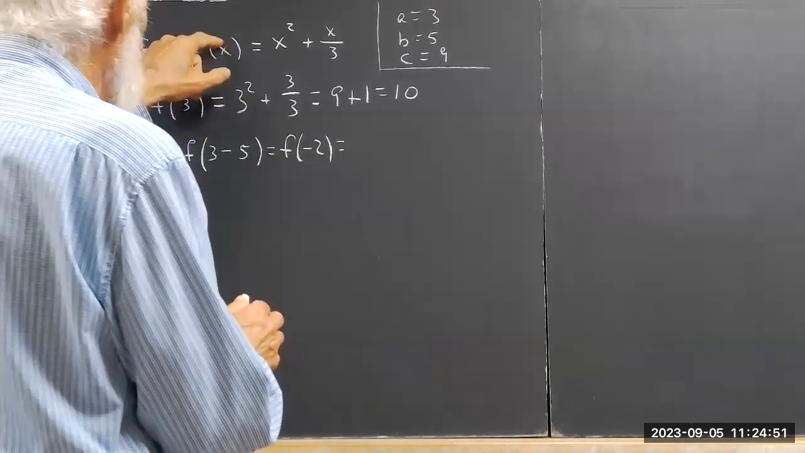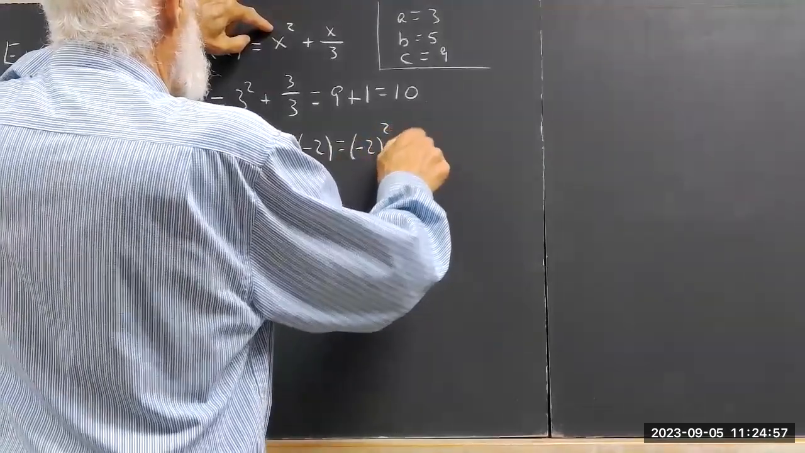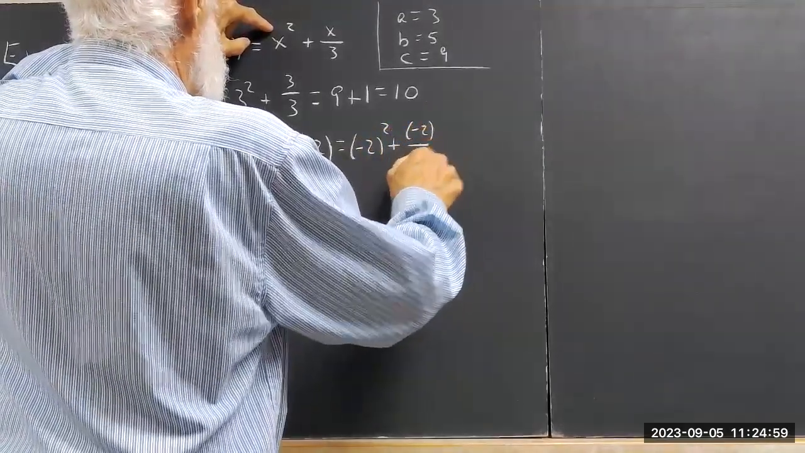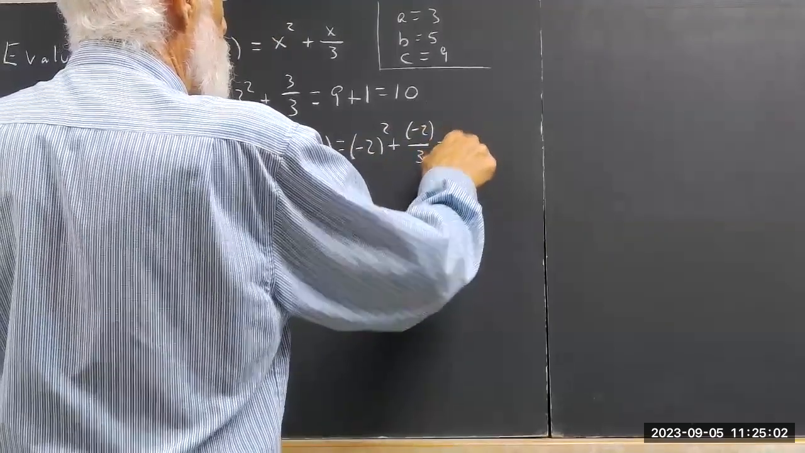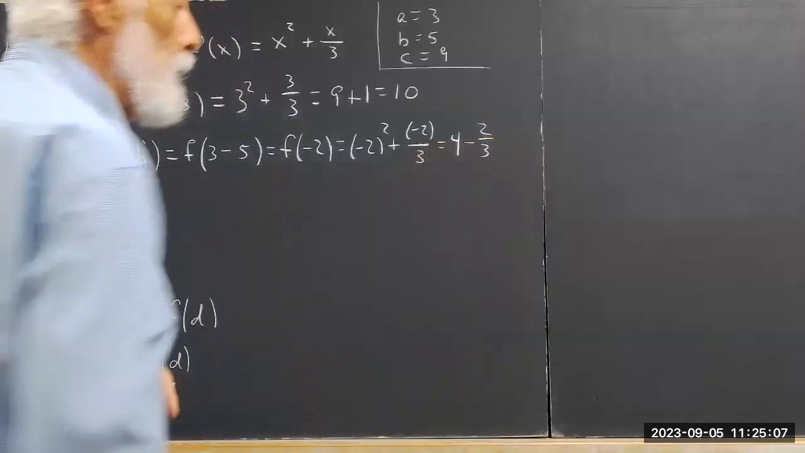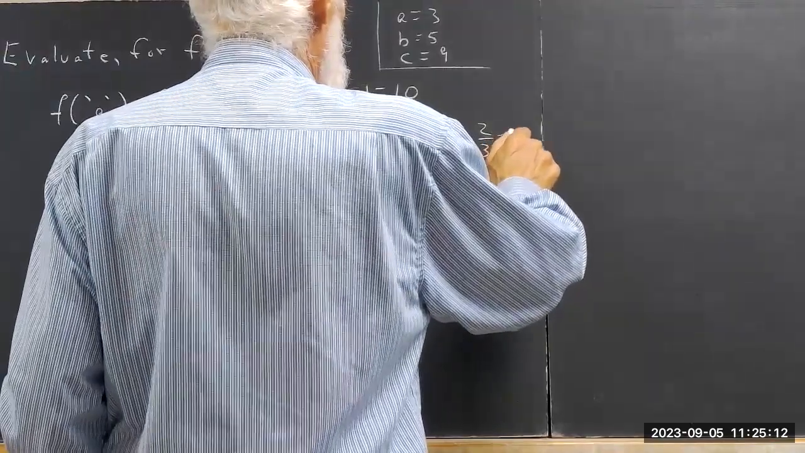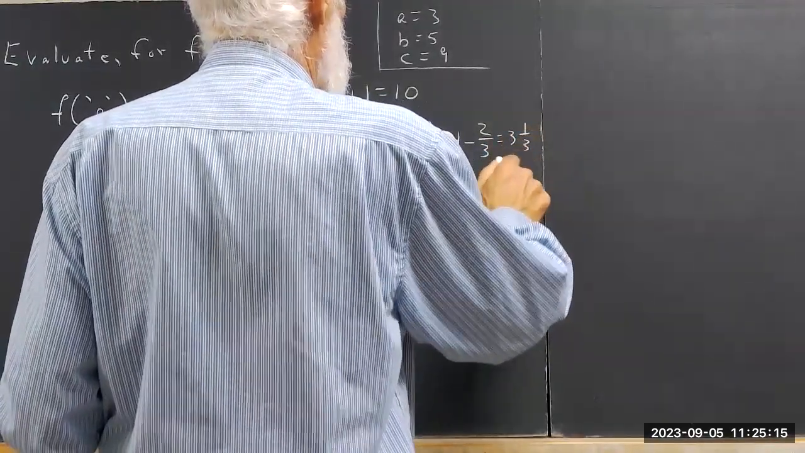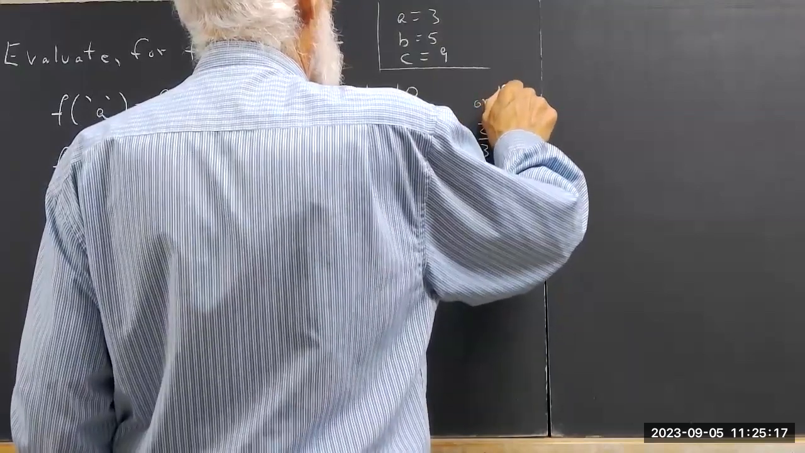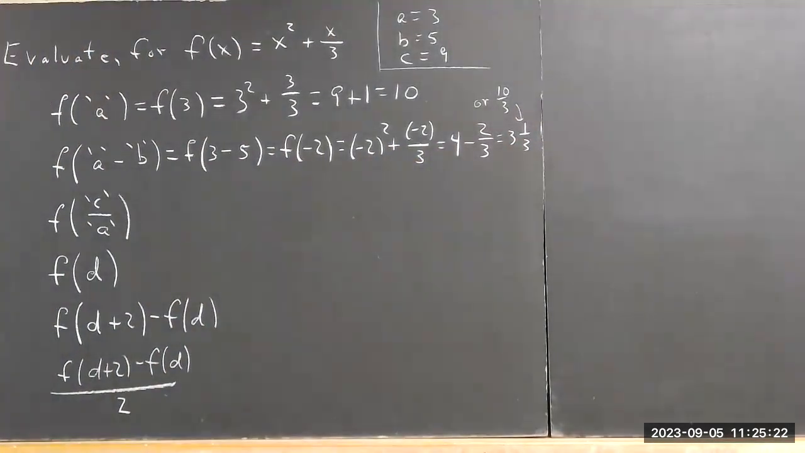x has become -2, so we write -2 for every x. We square -2, we get 4, and then we get minus 2/3. Okay, and that can be written in many ways. I'll just write it as 3 1/3. Or 10/3, you want to put all this over common denominator 3. You could convert 3 1/3 to 10/3. Make sure you understand how to do fractions.